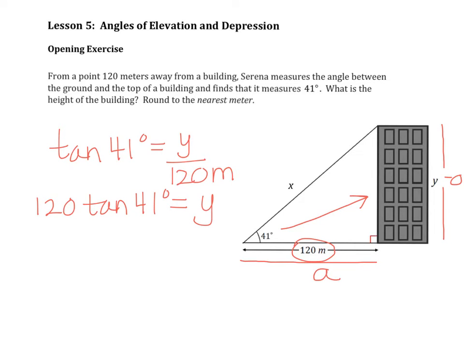And following the instructions, it says round to the nearest meter. So that means I have 104 meters as the height of the building.